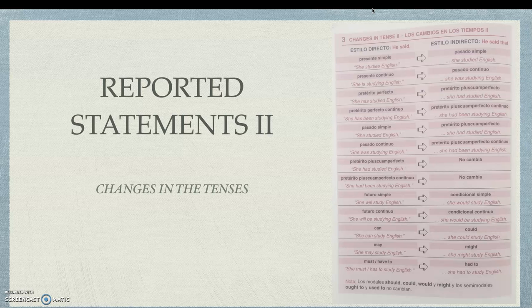Future simple, she will study, becomes a conditional, she would study. Future continuous, she will be studying, becomes a conditional continuous, she would be studying. Other modal verbs such as can: she can study, can becomes could, she could study. May, she may study, becomes might, she might study. Must and have to become had to. The rest of modals, should, could, would, and might, and semi-modals, ought to and used to, don't change.